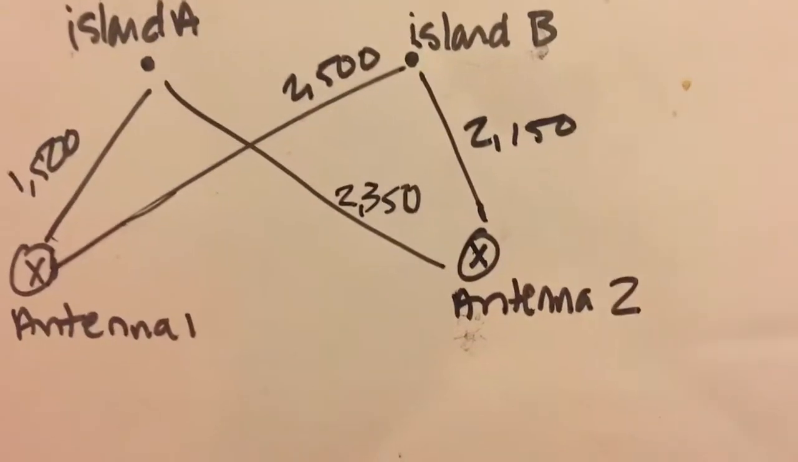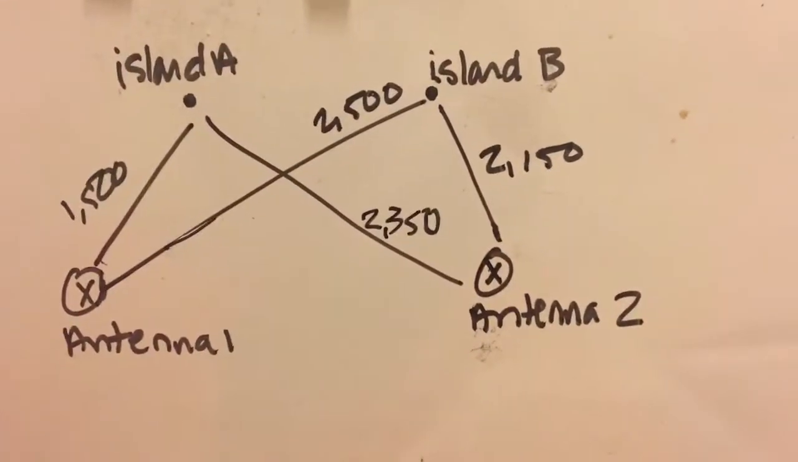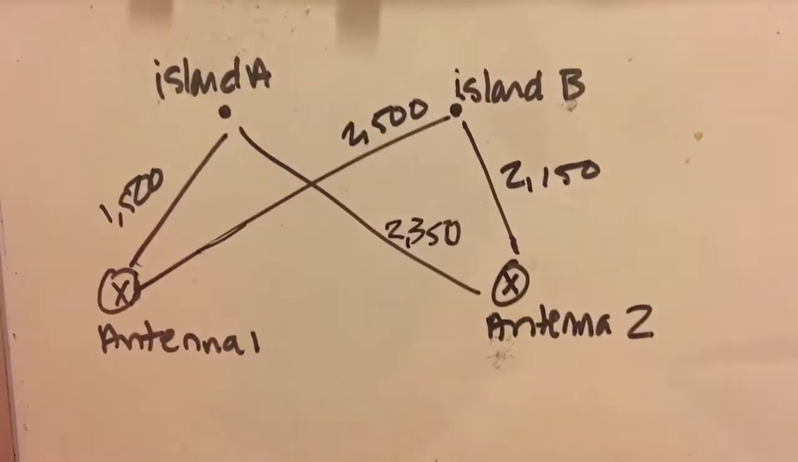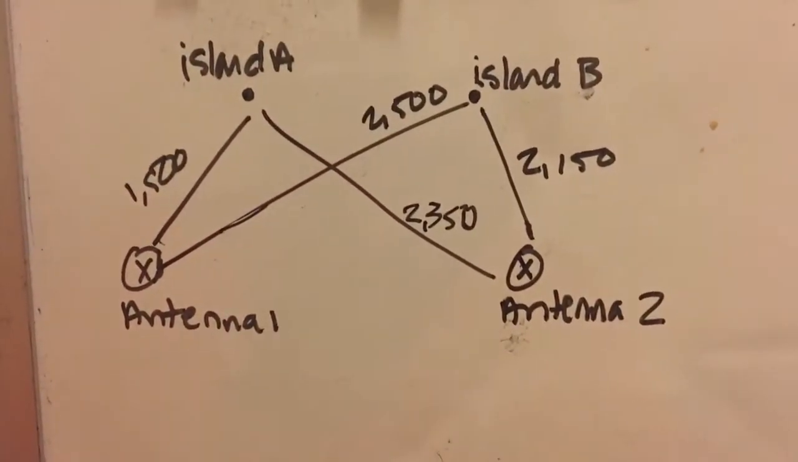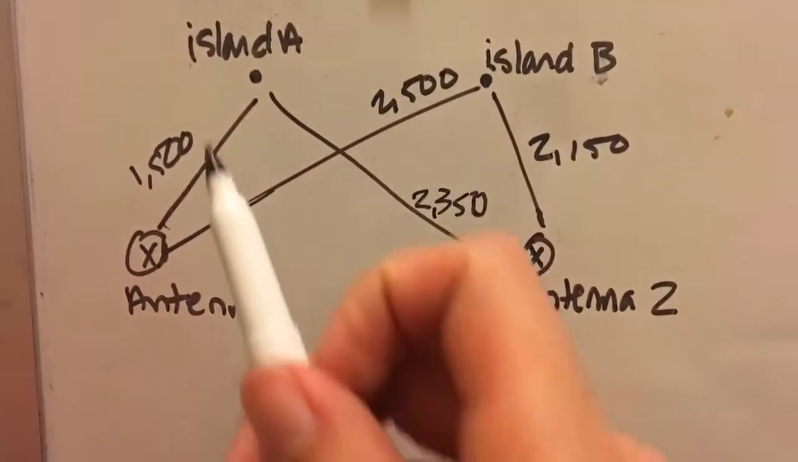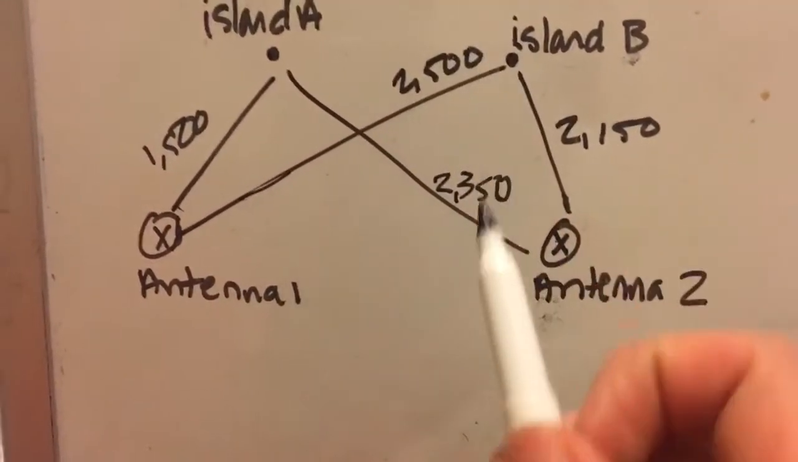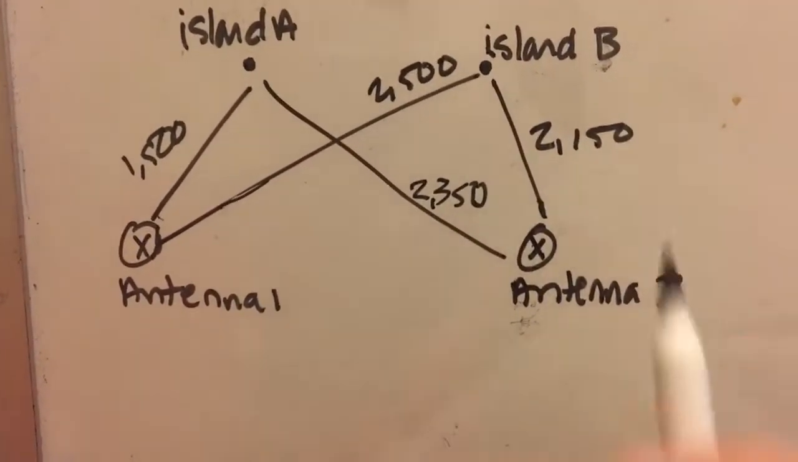For problem 13, based off of the information given in the setup, this is how the figure should look, with those being the distances between the antennas and the islands.